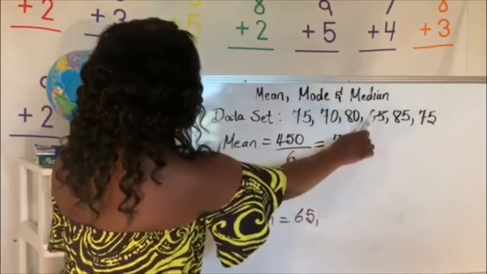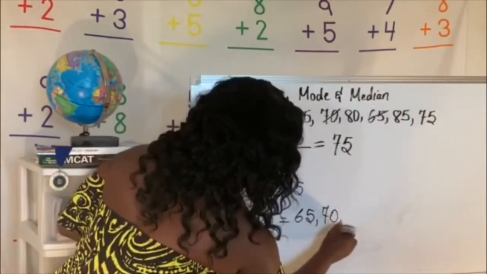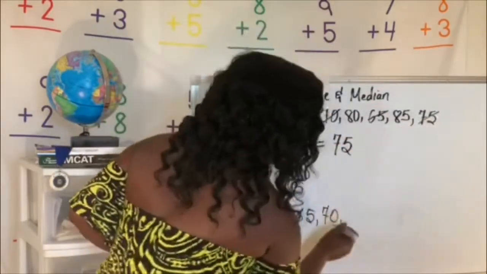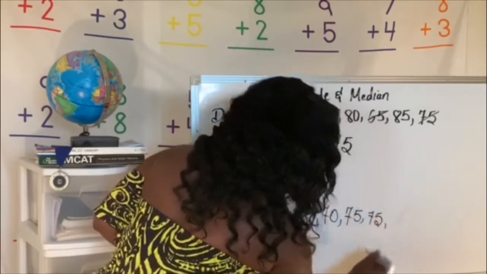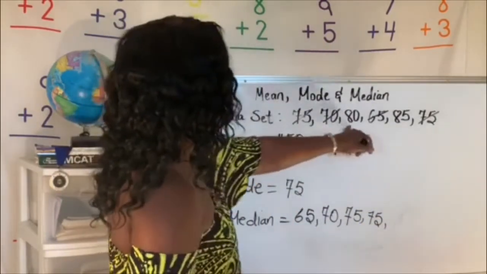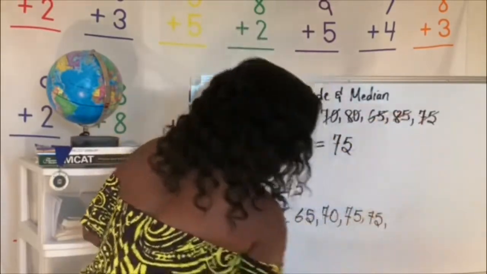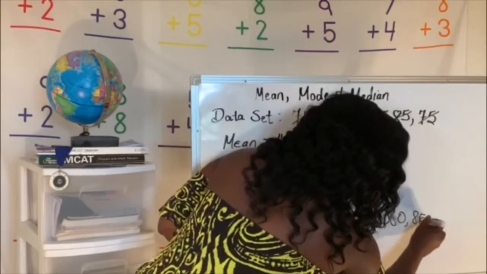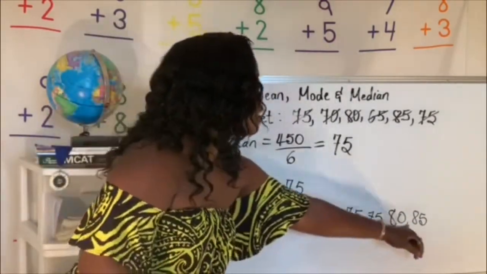So we have 65. If you look, we have 70. That is the next number. After 70 comes the 2 75s that we have. So we're going to have 75 here and another 75 there. And then, of course, we have 2 numbers left. We have 80, 85. So we're going to put the numbers in that order. So we have 80 and then 85. So 65, 70, 75, 75, 80, 85.